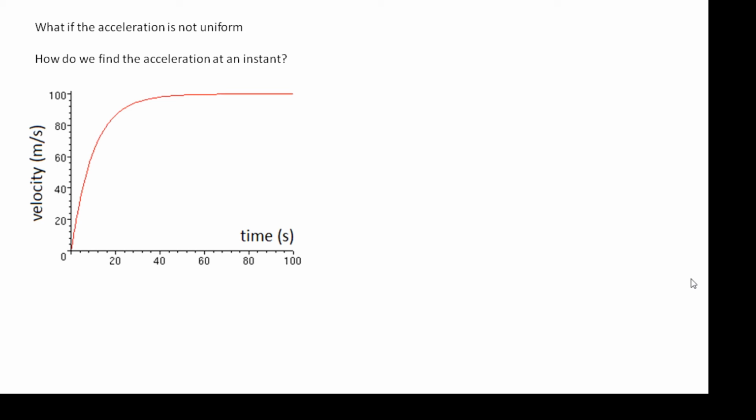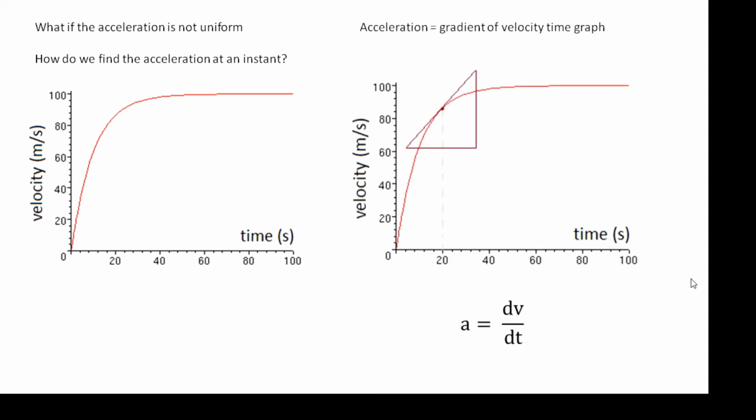Well, acceleration is dv/dt. It's rate of change of velocity. And so what you do is at that point on the graph, you draw a tangent and you get the gradient of the tangent, dv/dt, rate of change of velocity.